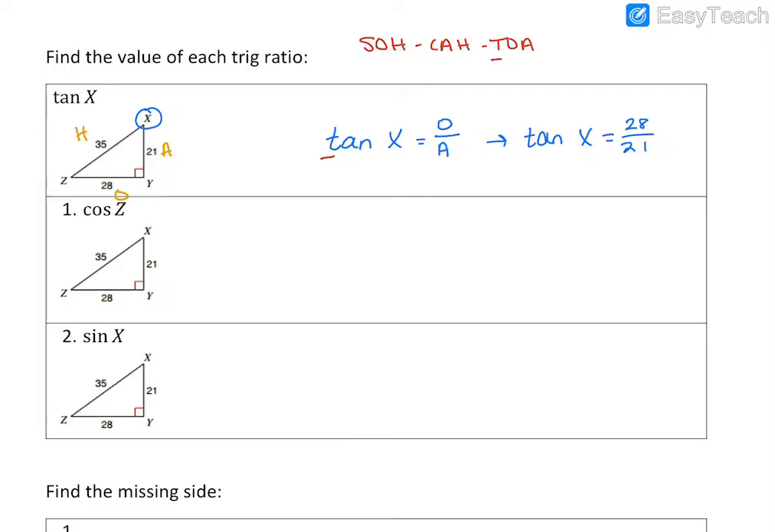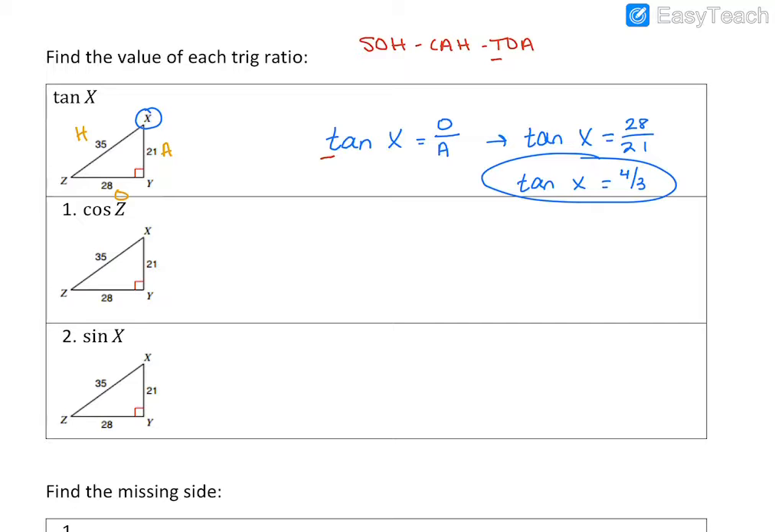You could also reduce this fraction and say that tangent of x is equal to 28 over 21. 7 goes into both of those. So if I divide the top and the bottom by 7, I am left with 4 over 3. So this would be your final answer there. But if you can get to at least this step, this is kind of your big idea here, okay? So either of these would be acceptable for what we're doing right now, okay? So let's try one more, and then I'll have you guys try one on your own.